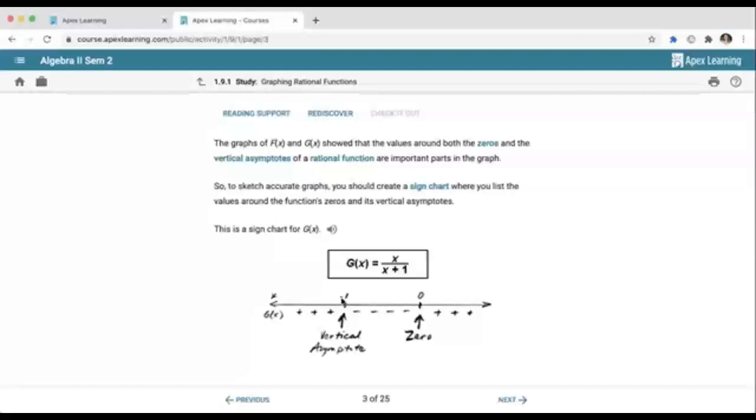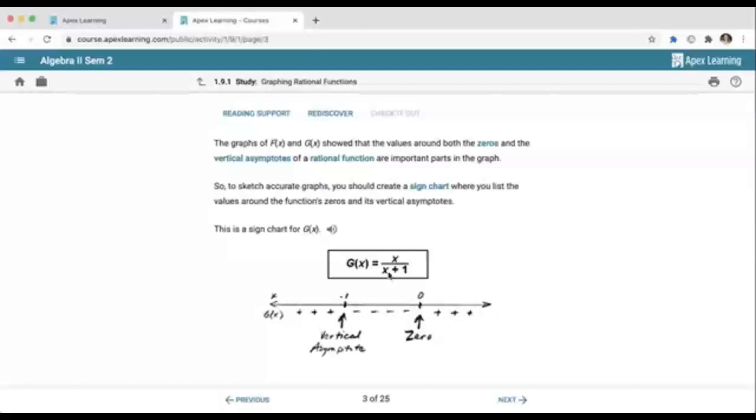Then what we could do is look at what would happen if I had values to the left and to the right of all of these major points. You can sketch out that to the left of these, the outputs are all going to be positive. Between -1 and 0, the outputs are going to be negative. And then between 0 and positive infinity, it's going to be positive.